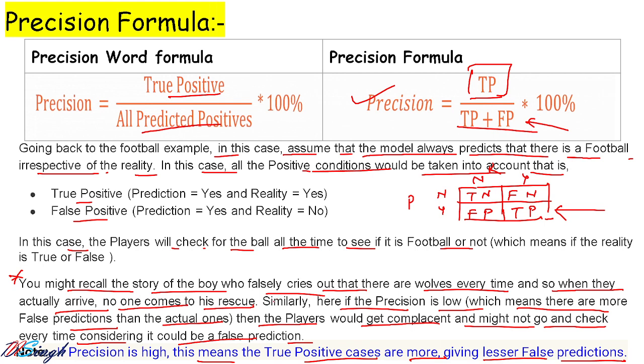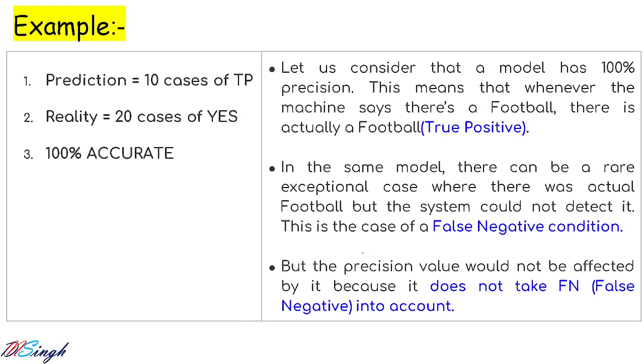So in that case your trust remains and you will always go and check if there is a wolf or not. The same situation happens with our AI model for precision. Let us go for an example. Prediction: 10 cases are true positive, reality: 20 cases are yes. So the accuracy, what, 100%.